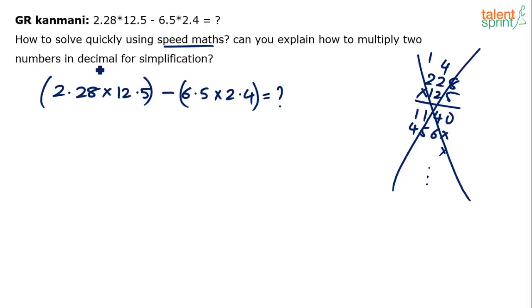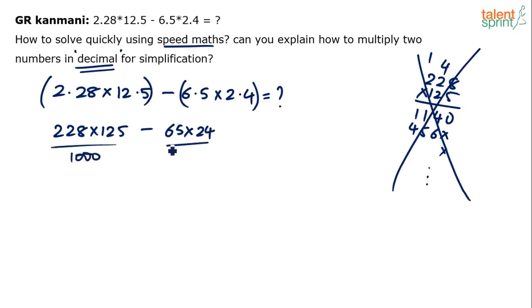See, don't worry about decimals. If any one of you is concerned about decimals being there in the multiplication, I'll give you a very simple technique to deal with decimals. You know what the technique is? Forget about decimals. I will say this is 228 into 125. How does it matter? And this is 65 into 24. There's no decimal. Just remember that this is getting divided by 1000 finally, and this is getting divided by 100.